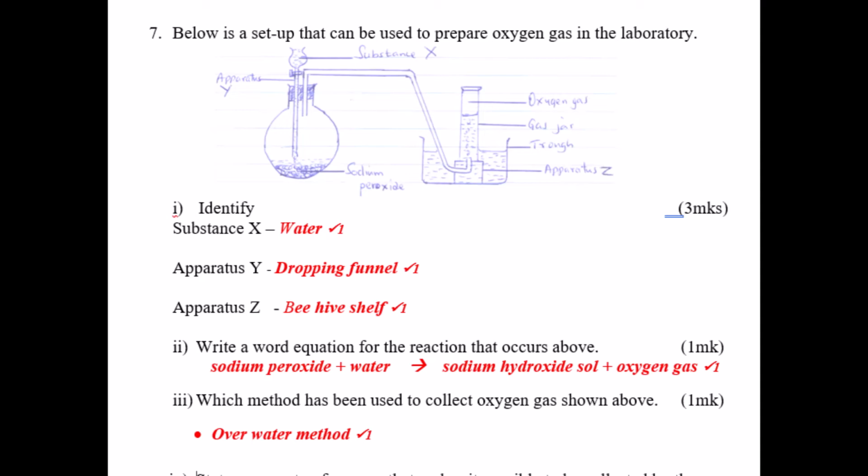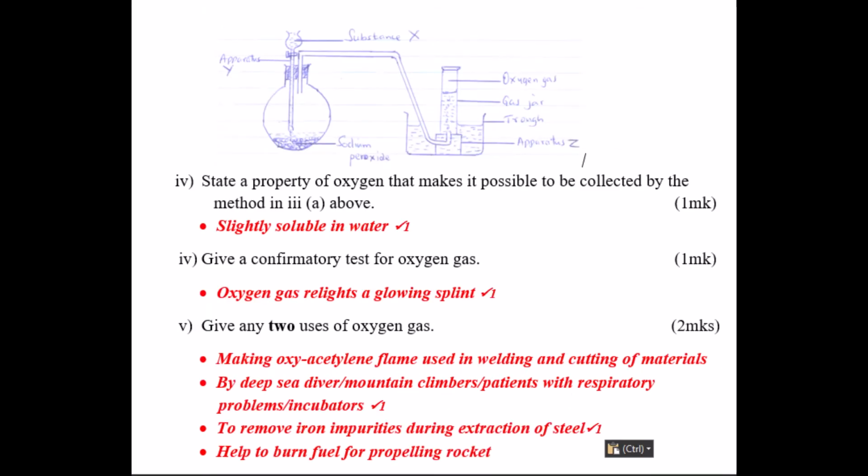This method is called over water method. Roman 4, the method is good for collecting oxygen because oxygen is slightly soluble in water. Give a confirmatory test of oxygen. Oxygen will relight a glowing splint. Uses of oxygen, as many as they are in book 1: used to make oxyacetylene flame for welding and cutting metals, used by deep sea divers and mountain climbers, all that to support life. Then it can be used to remove impurities when you're extracting steel or in steel refinery. It can also help to burn fuel that propels a rocket.